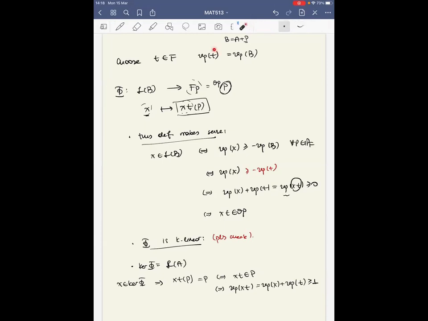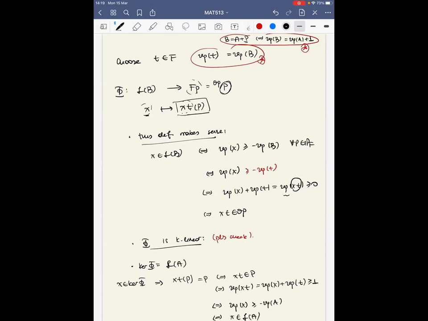And if we use the equality of v_P(t) and v_P(B), and similarly the equality of v_P(B) and v_P(A) plus 1, thanks to these two equations, we can indeed see that v_P(x) is bigger than or equal to v_P(A). So this shows us x is also a function in L(A). And this proof works for general P. We can also see the other way around. And this shows us the kernel of phi is L(A).